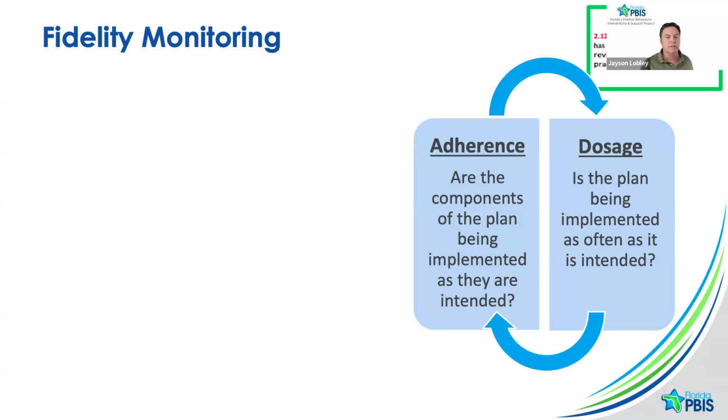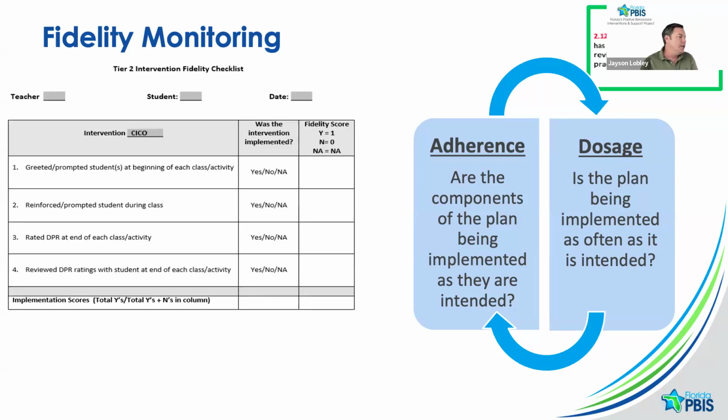So next we've got some examples of these. As you can see here, we've got an example of a check-in, check-out fidelity checklist. We've got 4 simple steps here. Greeted and prompted students at the beginning of the class period, reinforced and prompted the student during class, rated the daily progress report at the end of the class, and then at the end of the day or the end of class, reviewed those ratings with the students.